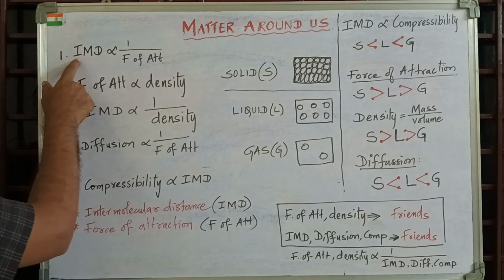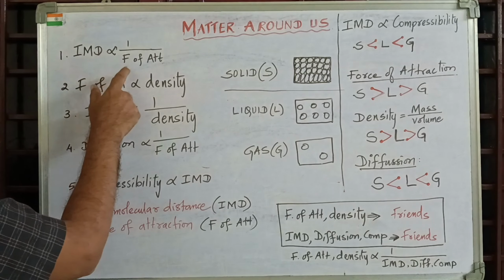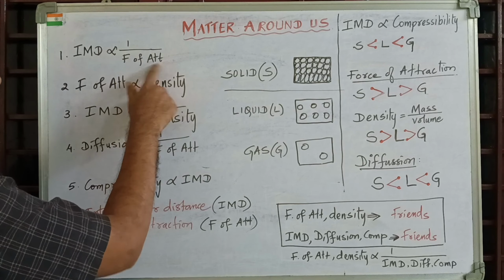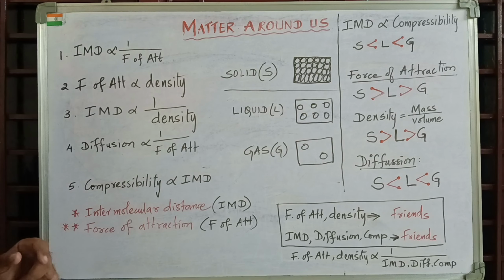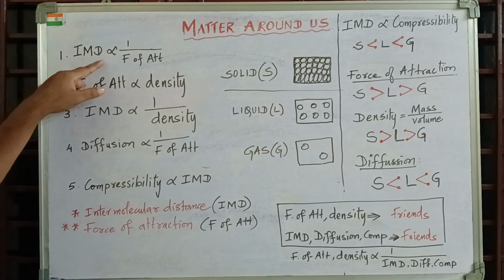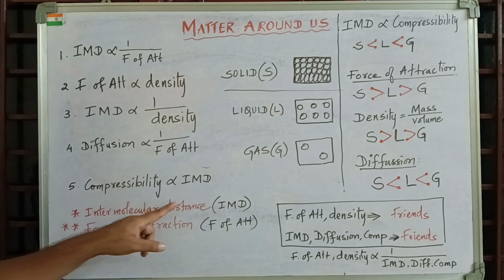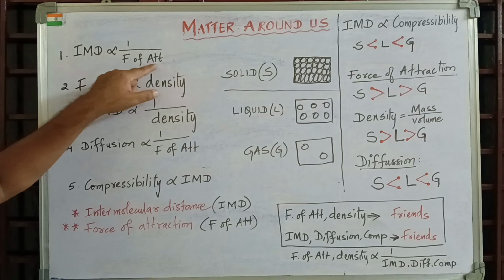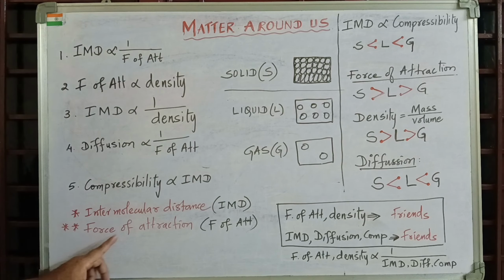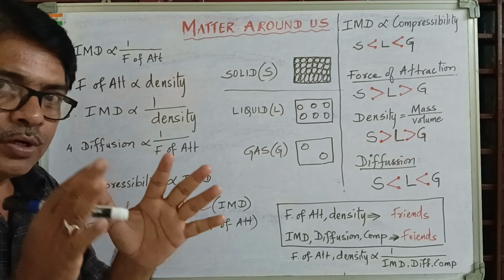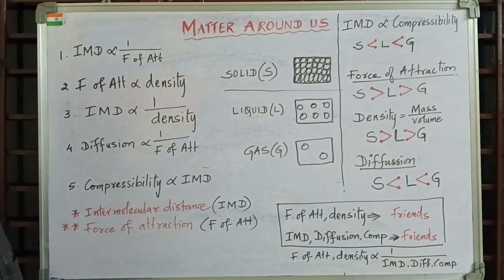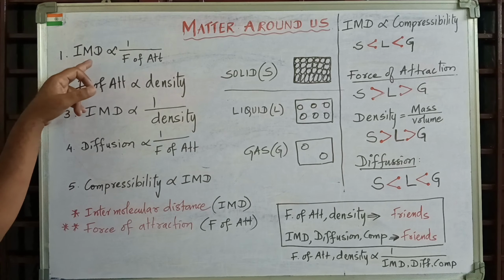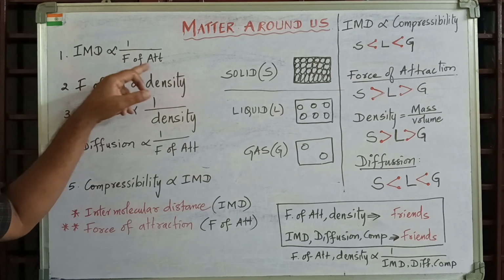What is the first one? IMD and F of ATT. That means what? I wrote short form. See here, IMD means intermolecular distance. And what is F of AT? That is force of attraction. I just wrote it in a short form. You need not remember it. You can simply remember it as intermolecular distance and force of attraction.